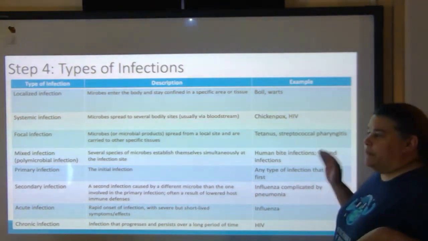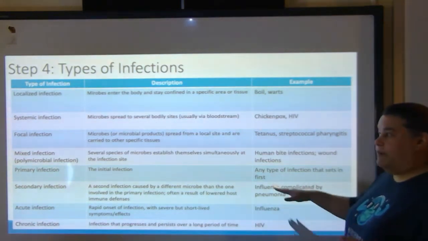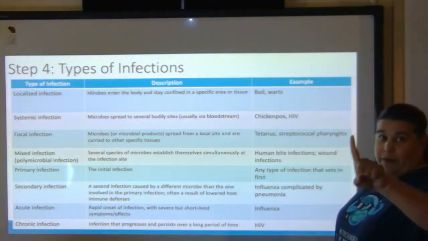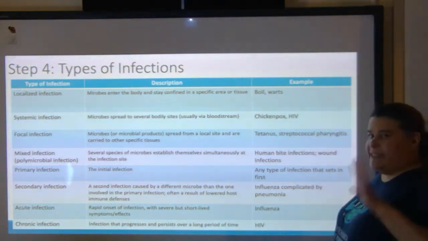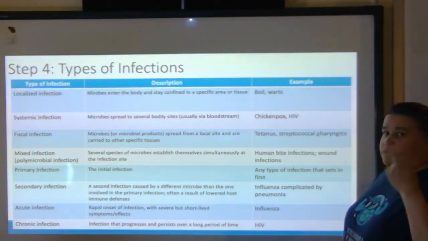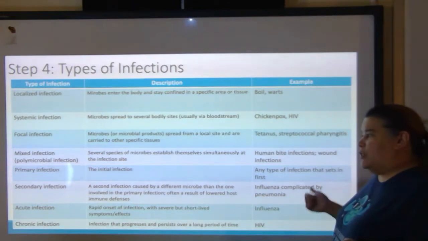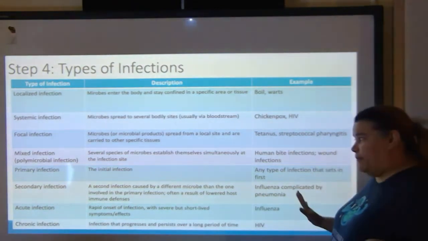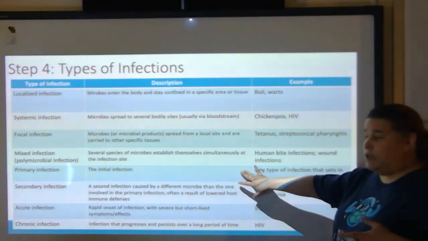Other terms: a primary infection, a secondary infection. Primary is the initial infection. Primary means one, so it's the first thing that's there. Any type of infection that sets in first. Secondary, just like number 2, is a second infection caused by a different microbe than the one involved in the primary infection.